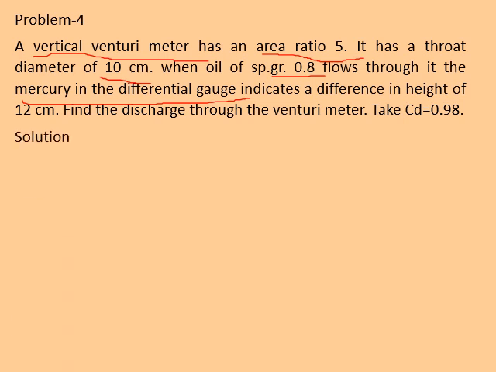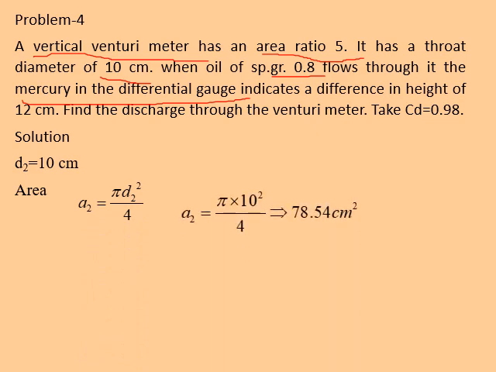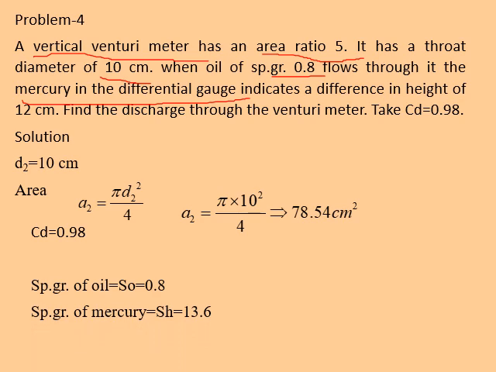Now the solution is here. Diameter at throat is 10 cm. The area of the throat is calculated using the formula pi d2 square by 4. Now the area is 78.54 centimeter square. Cd is equal to 0.98. The specific gravity of oil, S of O, is 0.8. Specific gravity of mercury, S of H, is 13.6. The reading of the differential manometer X is 12 centimeter.